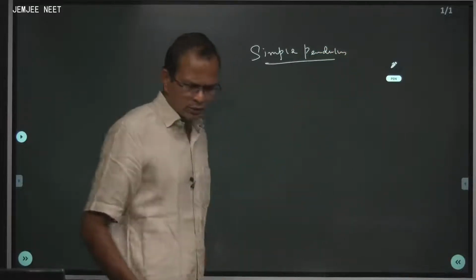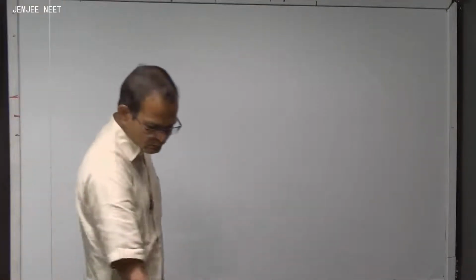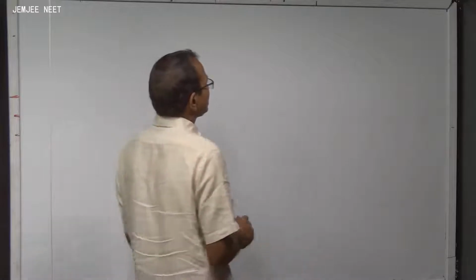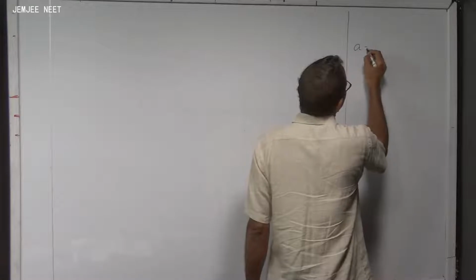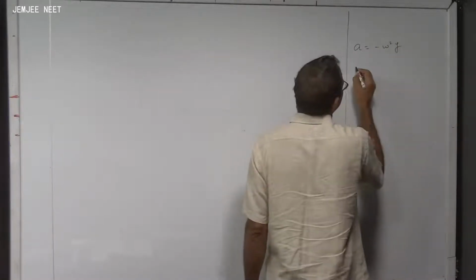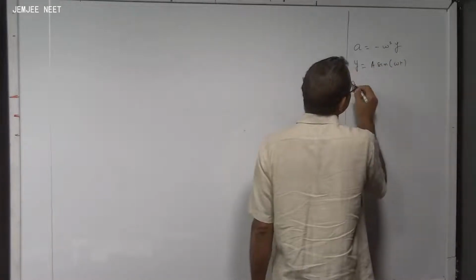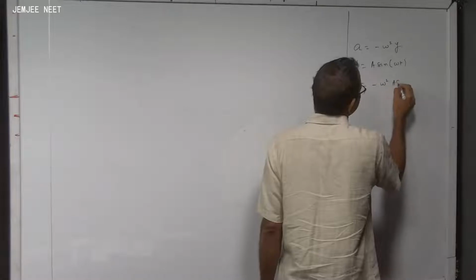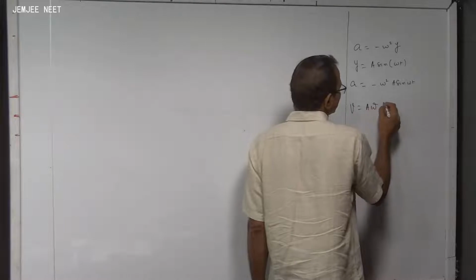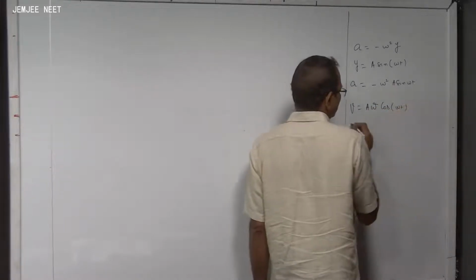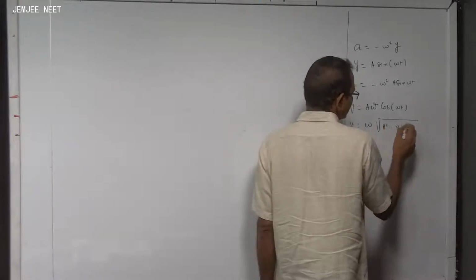So we will go to the other board and update all the formulas we have done, and then we will come back. Please tell me what we have seen till now. A is equal to minus omega square times y. Y is equal to A sin omega t. So a is equal to minus omega square times A sin omega t. Then v is equal to A omega cos omega t. V is equal to omega times square root of A square minus y square.